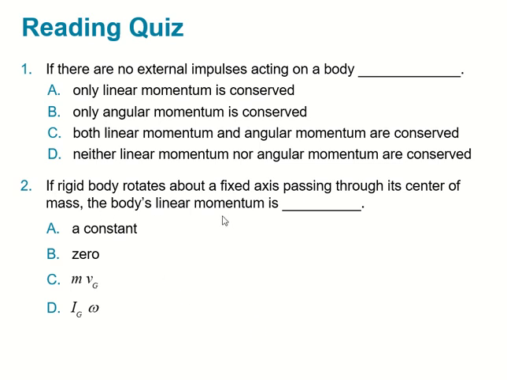If a rigid body is going to rotate, every time you rotate, there is an axis passing through the center of mass, of course. Your G is always there. The body's linear momentum is going to be zero. Why? Because it is in rotation only. All right.